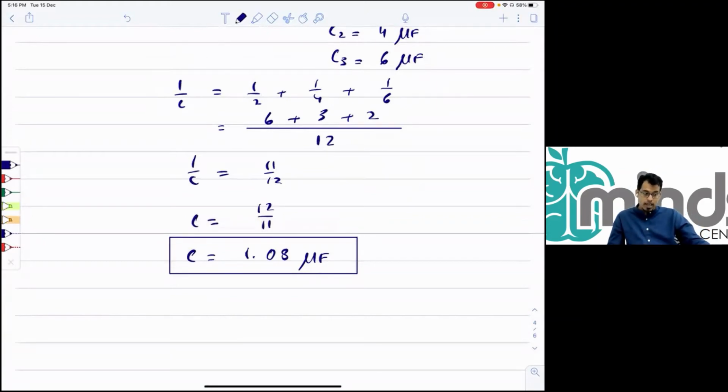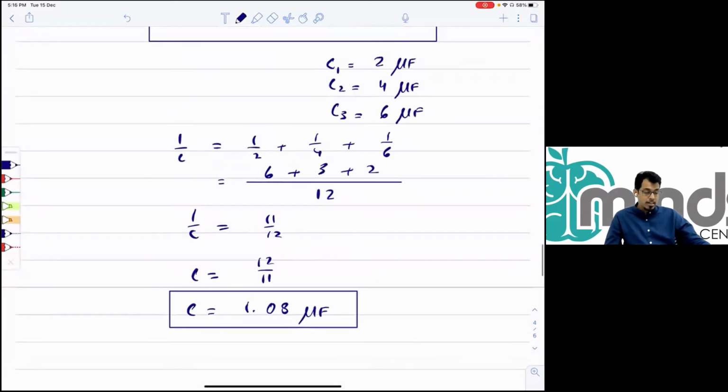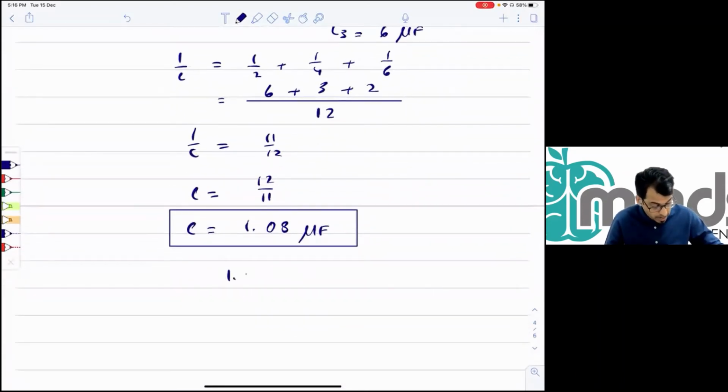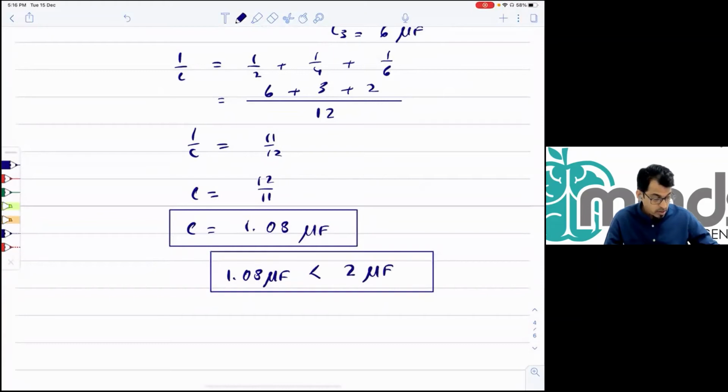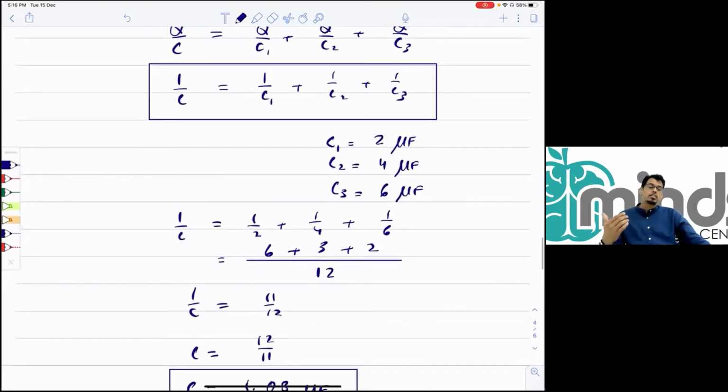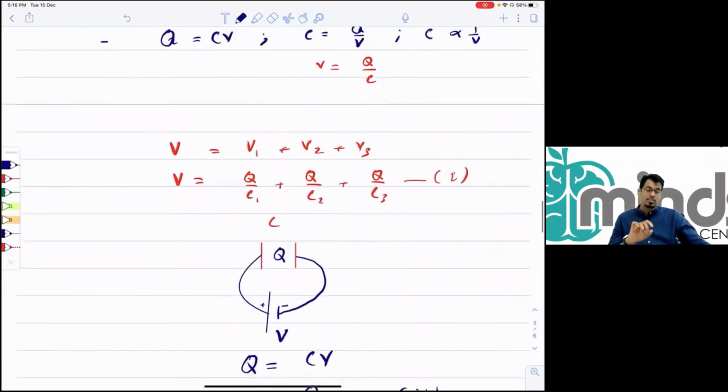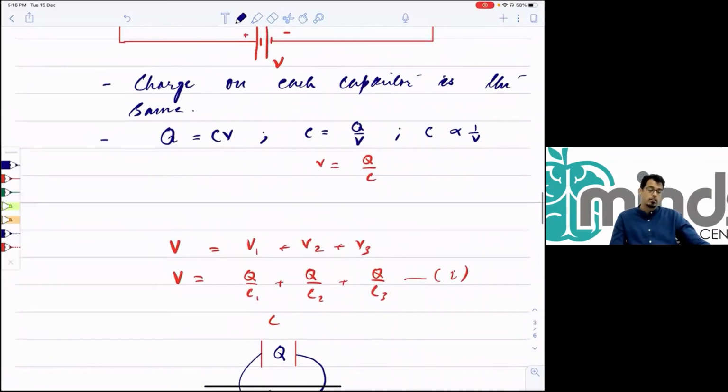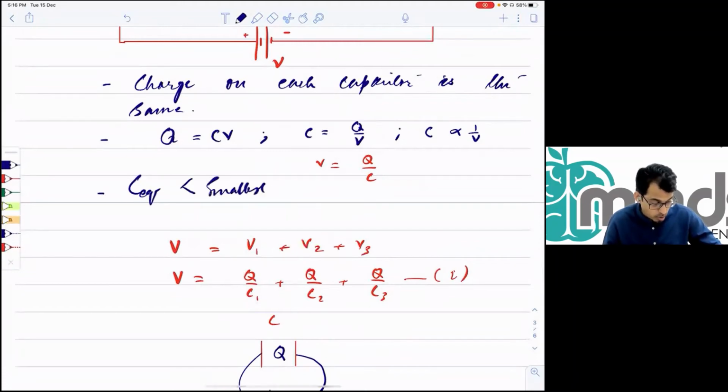1.08 microfarad. Now, would you agree that 1.08 is actually less than the smallest value in the combination, 2 microfarad? So what we say is, when capacitors are connected in series, the equivalent is smaller than the smallest value in the circuit. So what I can say, C equivalent is less than the smallest C in the circuit.